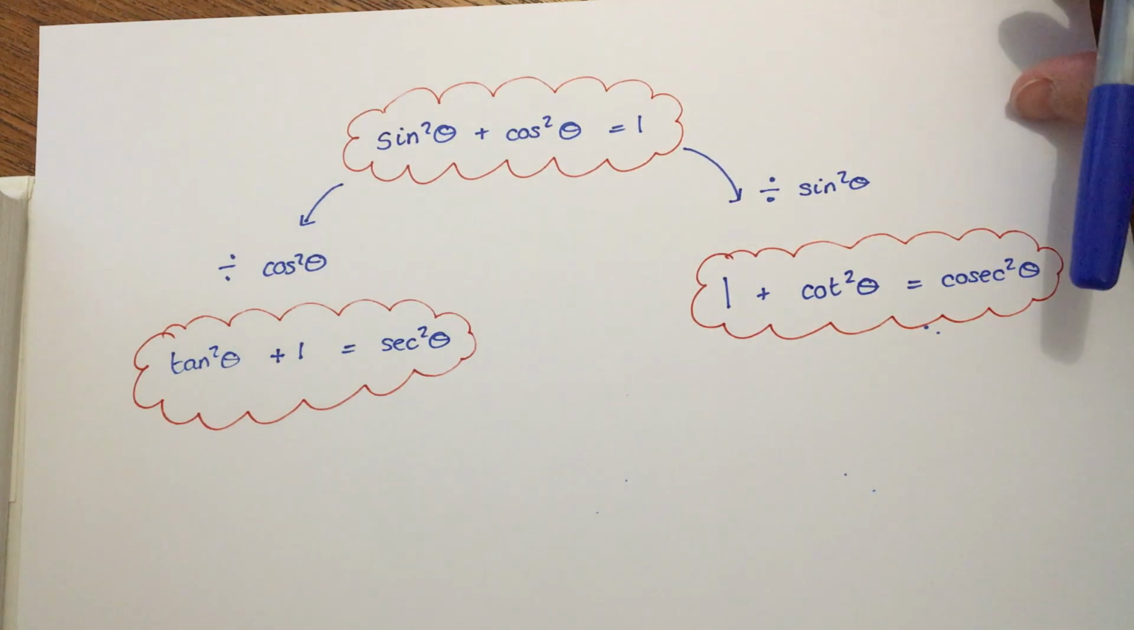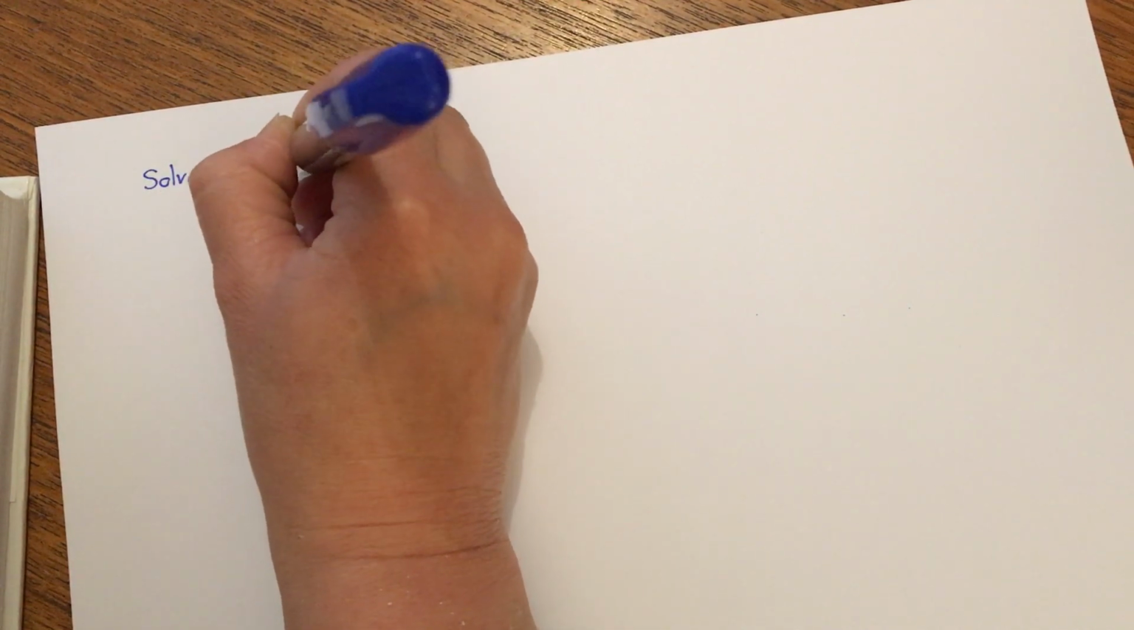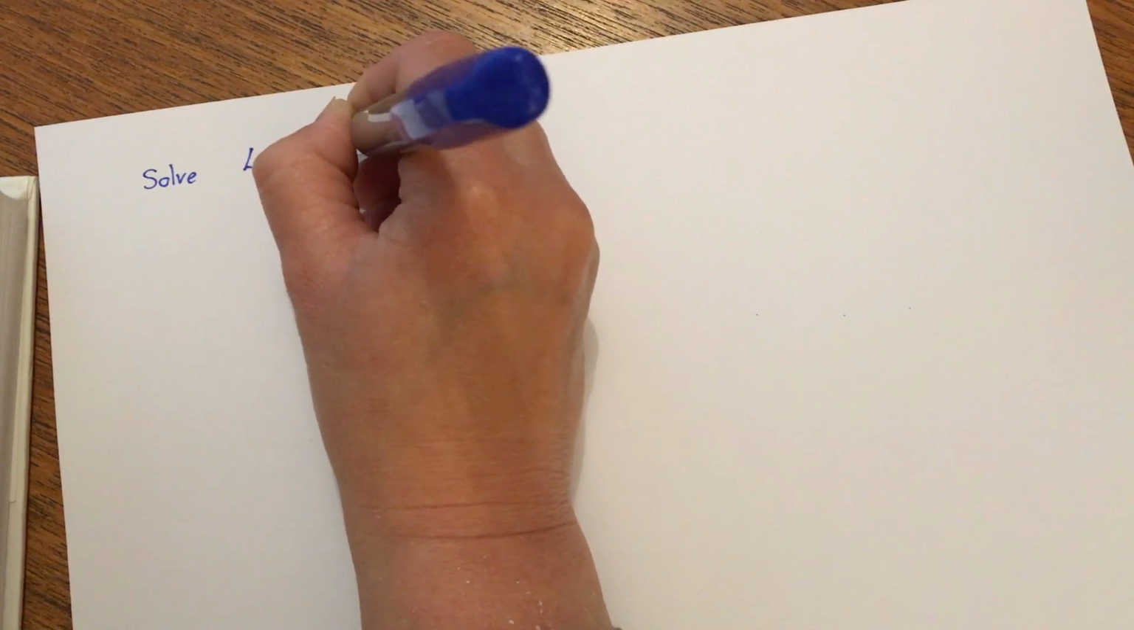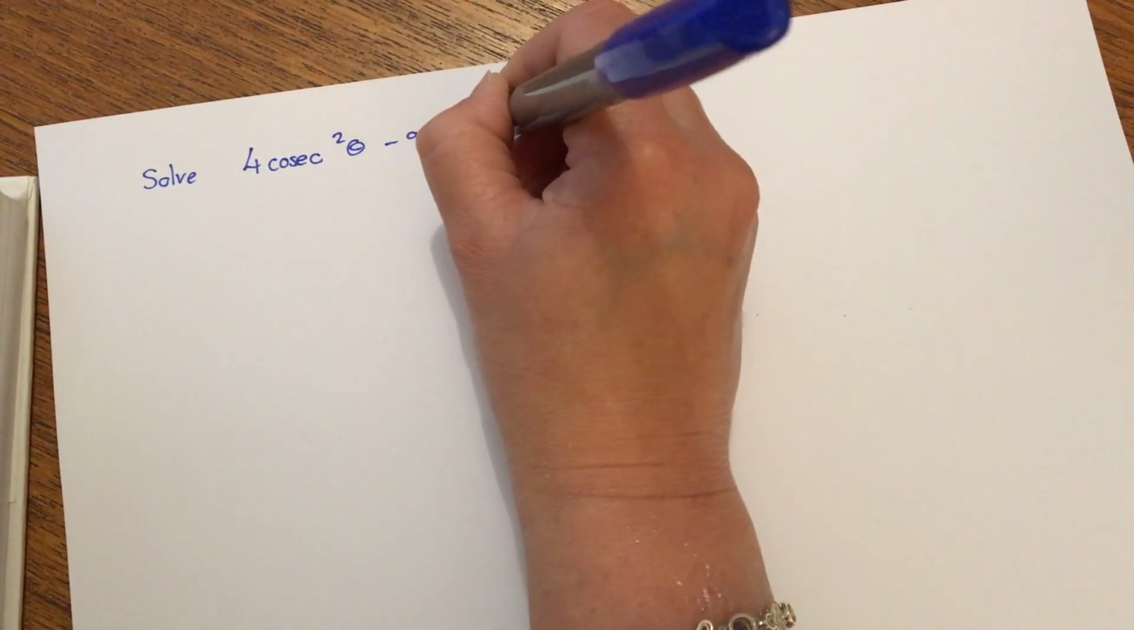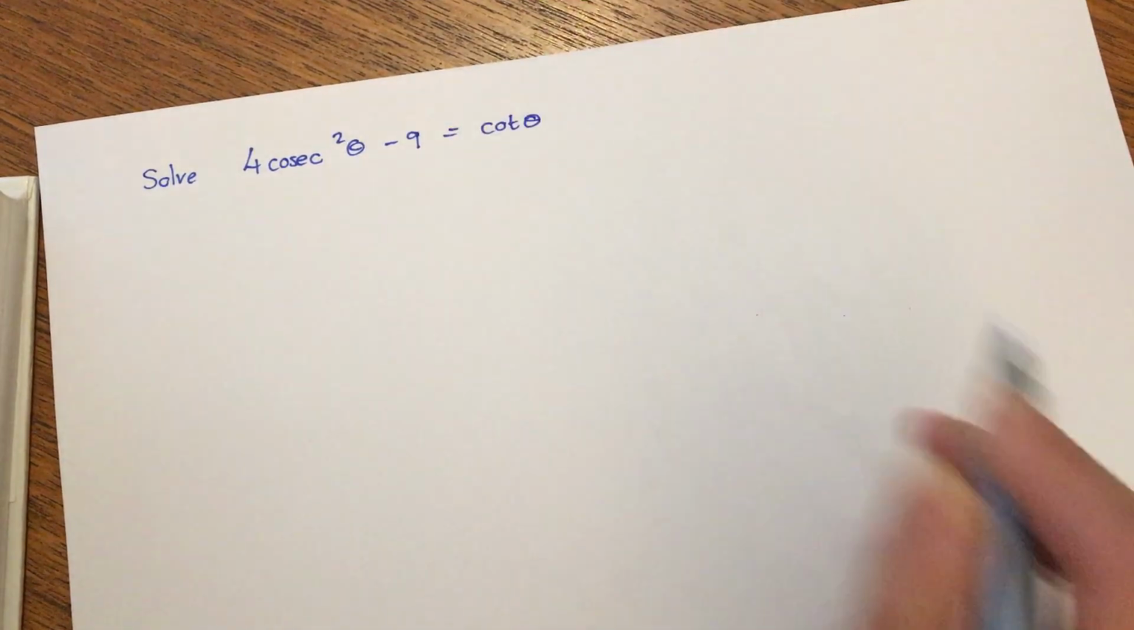So let's try a couple. Okay, let's try this one. Solve for cosec squared theta minus 9 equals cot theta.